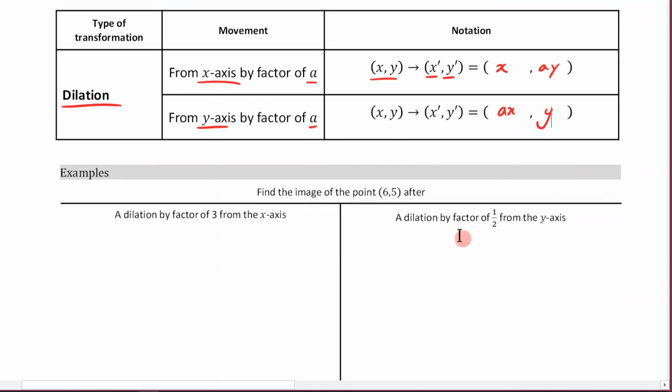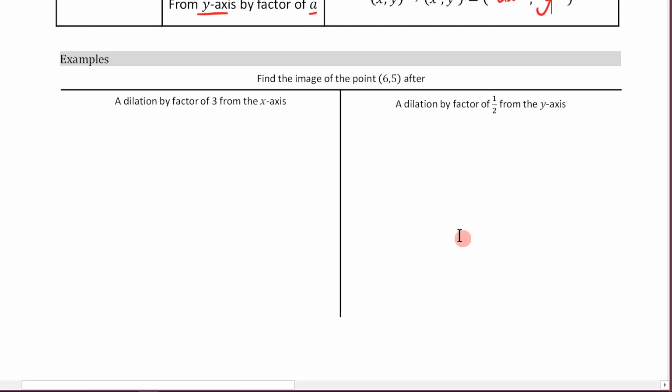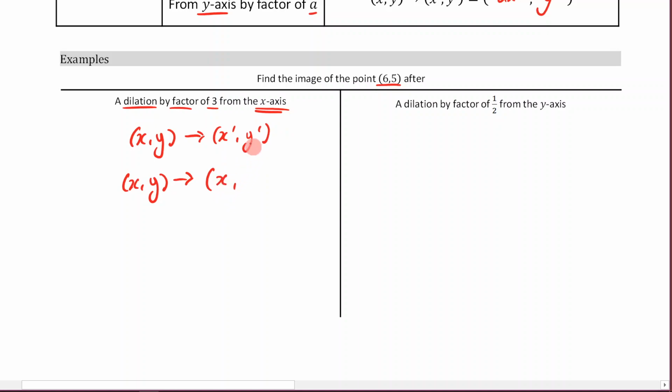Let's now do some examples in which we're just dealing with a single point. It says find the image of the point (6, 5) after a dilation of a factor of 3 from the x-axis. So let's go through our notation slowly. We've got our original point, x, y. We're trying to find our new point, which we say is x dash, y dash. So we're just rewriting it here. If we are dilating by a factor of 3 from the x-axis, that means my y value is going to change. So x dash is just x, and my y dash is going to become 3y.